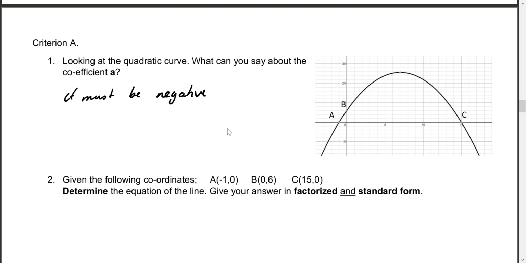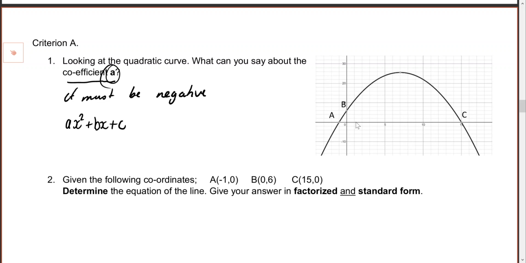Looking at the quadratic curve, here's the curve. What can you say about the coefficient of A? Obviously, that has caused some confusion. Small a, big A, lowercase a, capital A, uppercase A. The coefficient of A is the A in ax squared plus bx plus c. A coefficient is the number that you multiply the x with, not the coordinate on the graph.